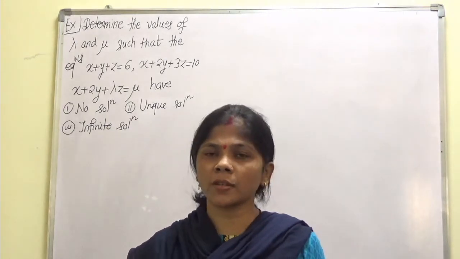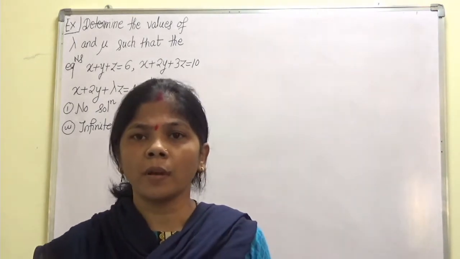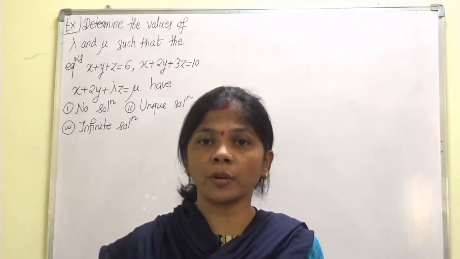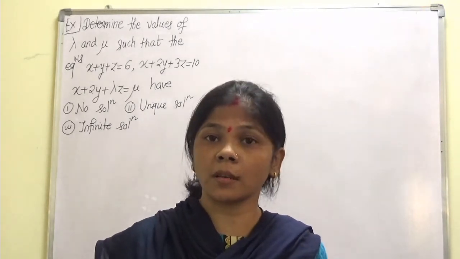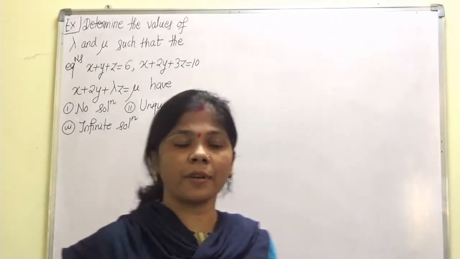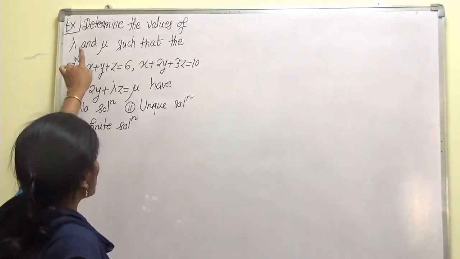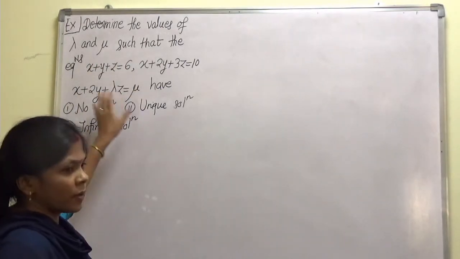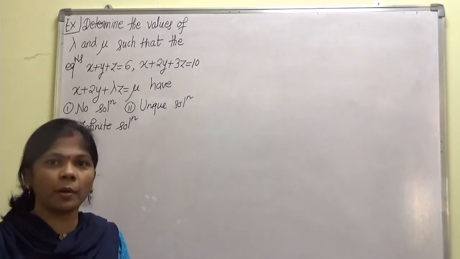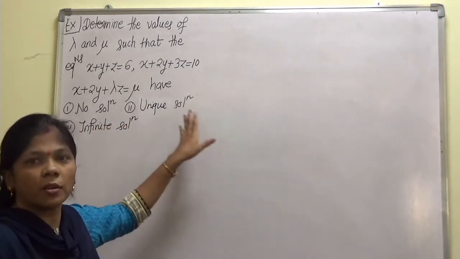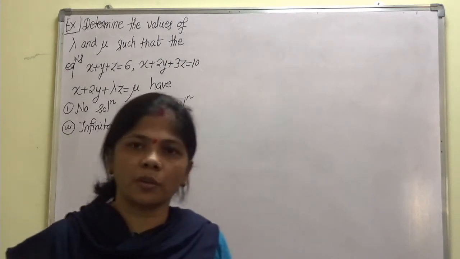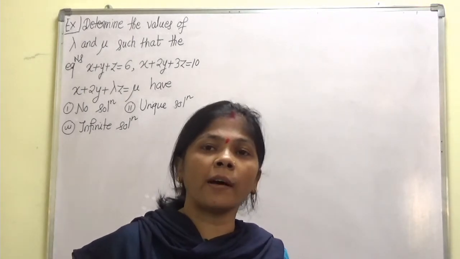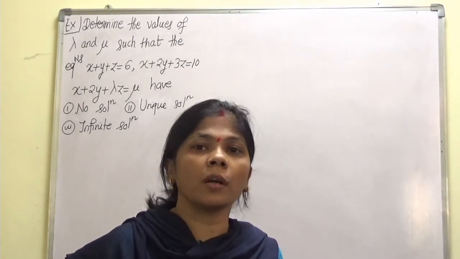So far we have discussed so many examples on consistency of the system of linear equations. In this video lecture we are going to discuss something different than what we have discussed so far. So let us see what is the difference. Here it is asked to find out the values of lambda and mu which will make this system of equations suitable for no solution, unique solution and infinite solution. So here we will have to find out what are the values of lambda and mu for which the system will have no solution, unique solution or infinite solution.